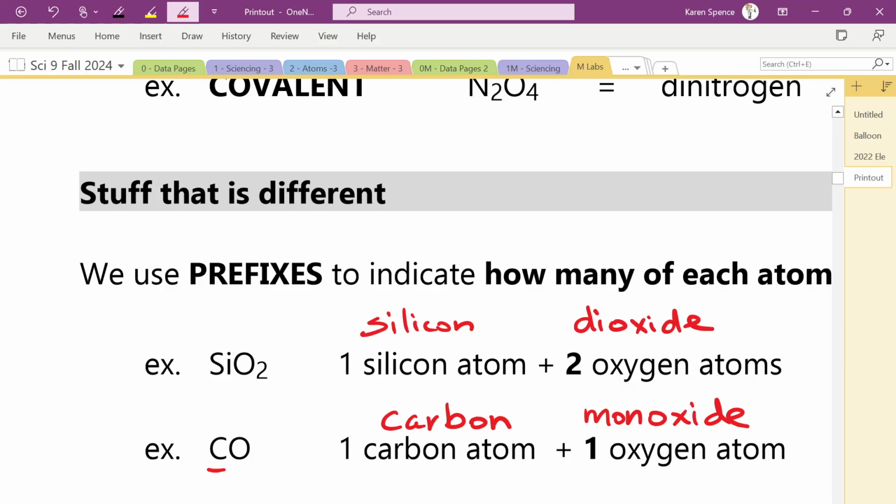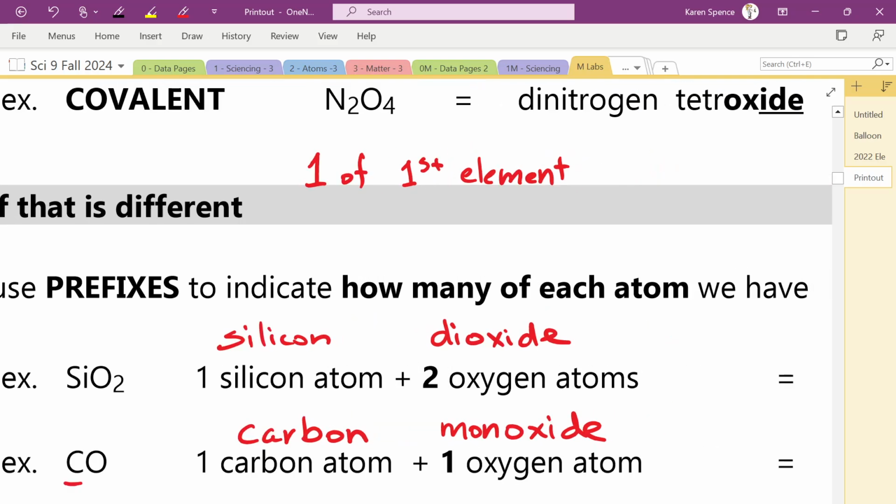So you'll notice when we have 1 of the first element, no prefix. When we have 1 of the second element, we need to use mono. Okay? So if we have 1 of the first element, there's no prefix.